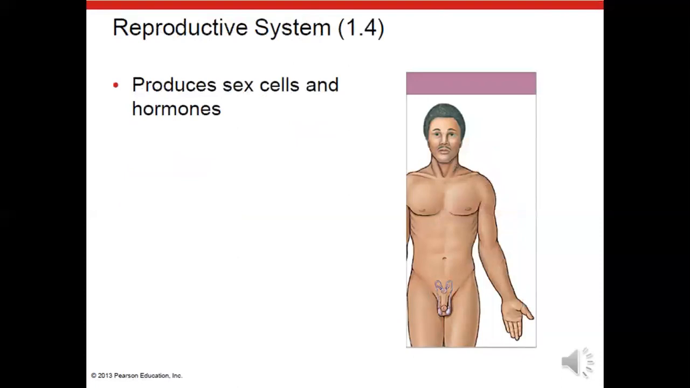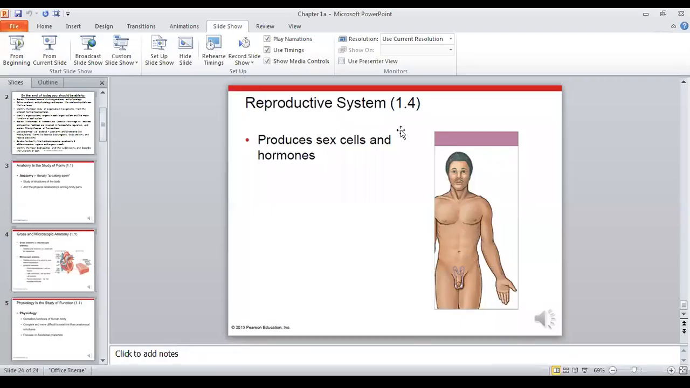The reproductive system produces sex cells and hormones. So really you're using the gonads, either the testis in the male or the ovary in the female, to produce those sex cells, as well as the hormones like testosterone in the male or estrogen and progesterone in the female. That concludes our video for part 1 of chapter 1.